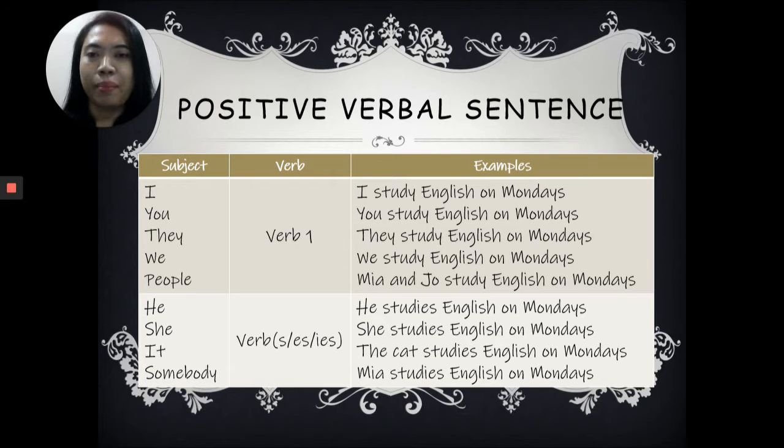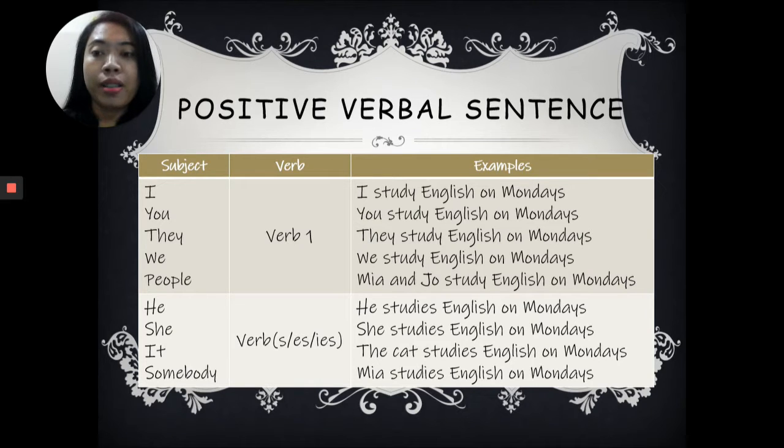Now let's talk about positive verbal sentence. Remember, in verbal sentence we need verb. Kita membutuhkan kata kerja. Now look here. For subjects I, you, they, we, people, we need verb 1. Now look at the examples. I study English on Mondays. You study English on Mondays. They study English on Mondays. We study English on Mondays. Mia and Joe study English on Mondays.